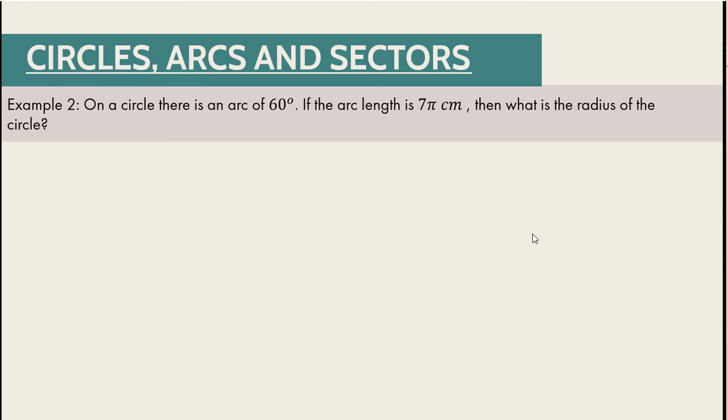Okay. Moving on to the second example. On a circle, there is an arc of 60 degrees. If the arc length is 7 pi centimeters, then what is the radius of the circle?